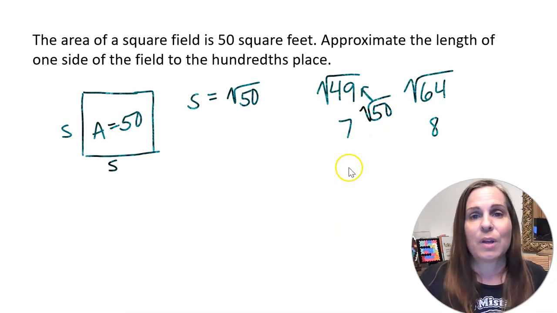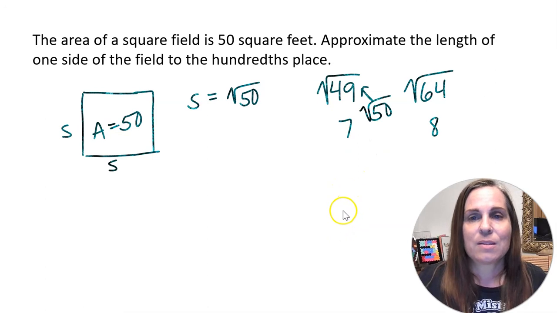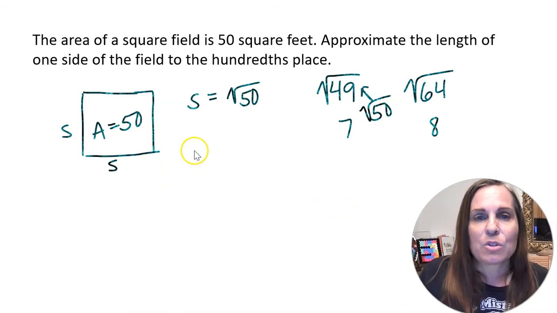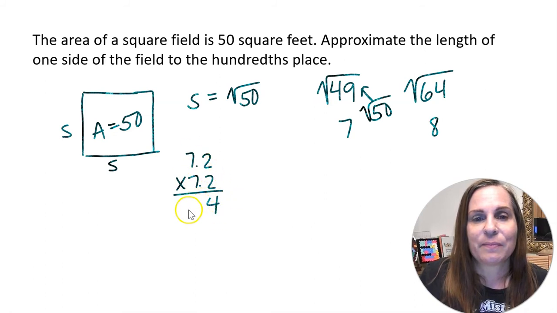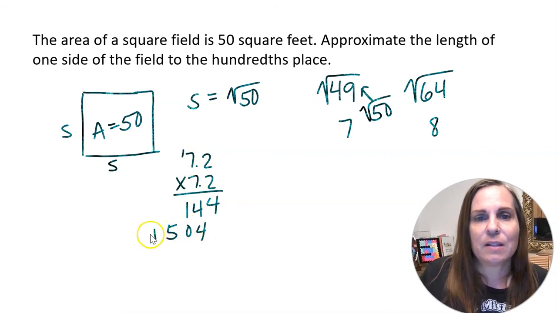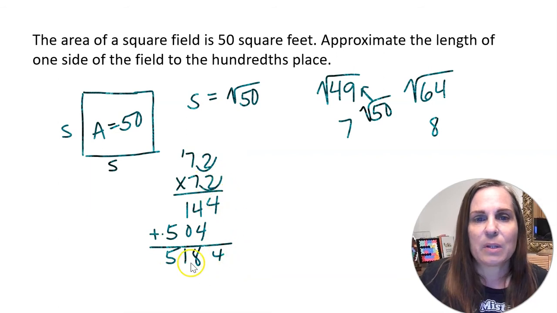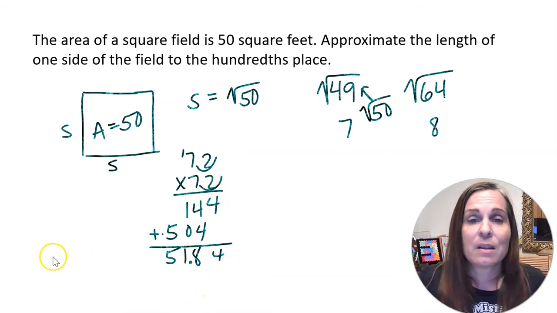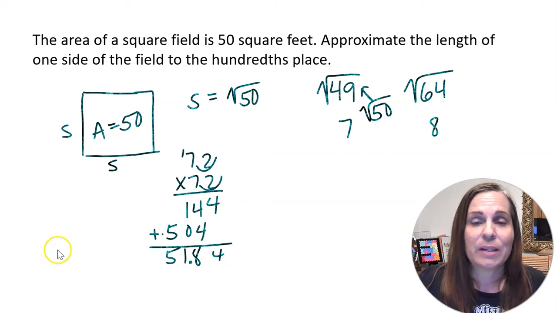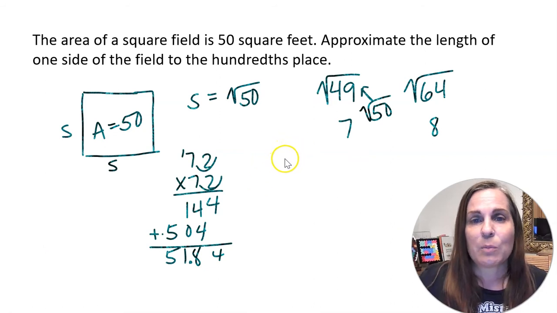So just like we did for the last one, we're going to start with 7. Well, actually, let's go a little bigger. Let's start with 7.2. So 7.2 times 7.2, and then 14, and then 50. So let me add real quick. And then decimal place, so 2 decimal places. So this gave us 51.84. So it's too big, right? So let's try 7.1.